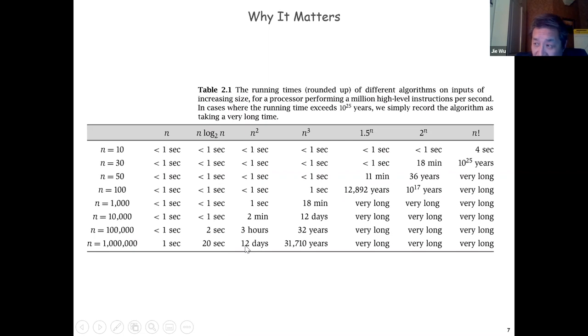12 days is really a lot, because if I ask a student who has a deadline of 1 week or 10 days, this is a problem. But if you go to n cubed, this is more than a lifetime, 30,000 years. All this very, very long time means that we cannot even calculate. Even when we reach n equals 100, it's already 12,000 years. Even this 1.5 to the power of n, and 2 to the power of n, look at this, forever.